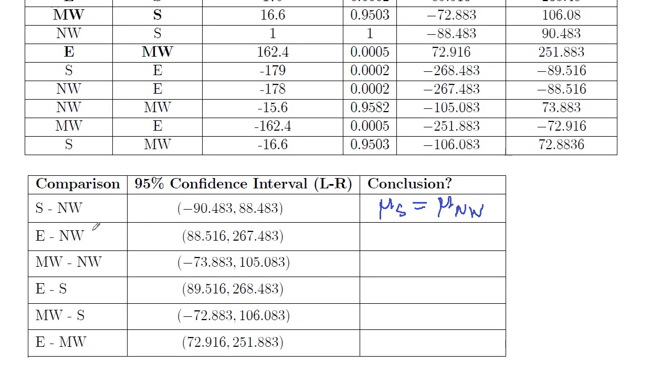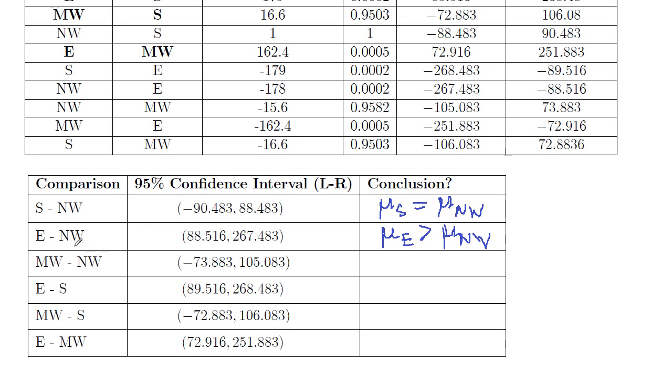And then when we compare East and Northwest here, we get 2 positive values. So 0 is not in that interval. So the whole 95% confidence interval is greater than 0. So that's going to tell us that the difference East minus Northwest is greater than 0. So that only happens if the mean for the East is greater than the mean for the Northwest. So that difference is greater than 0, and that is statistically significant.